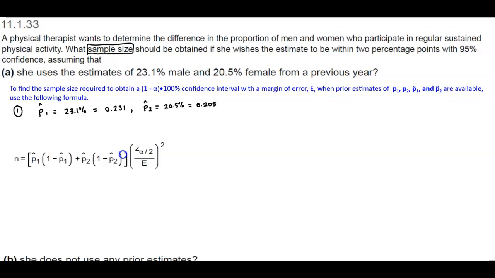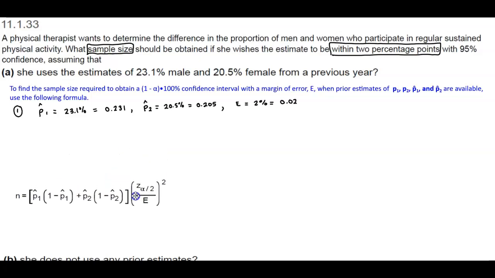Now what else do we need to know? We need to know the margin of error. The error is given as 2 percentage points. It says it's within 2 percentage points, so E is going to equal 2%, and we convert that to a decimal, which is 0.02. Now we need to determine the critical value.